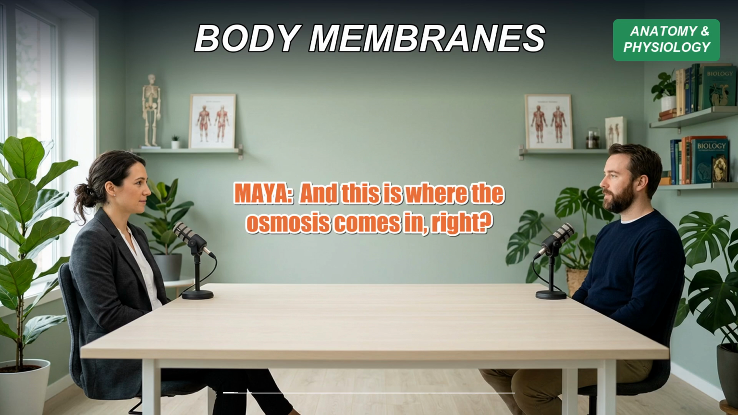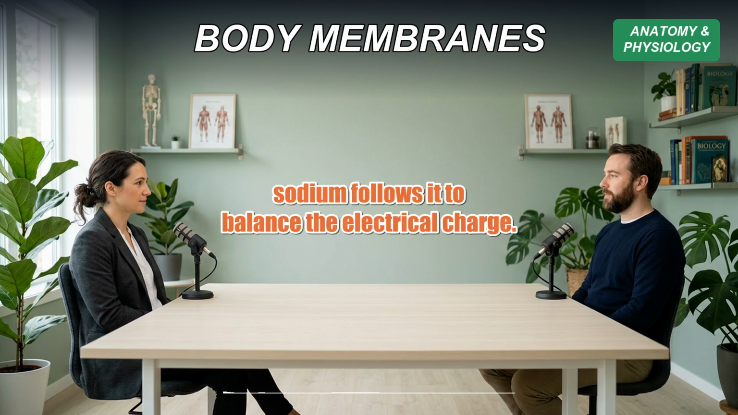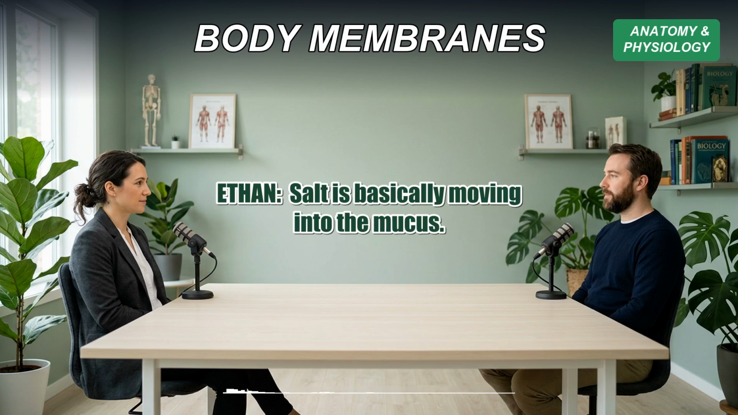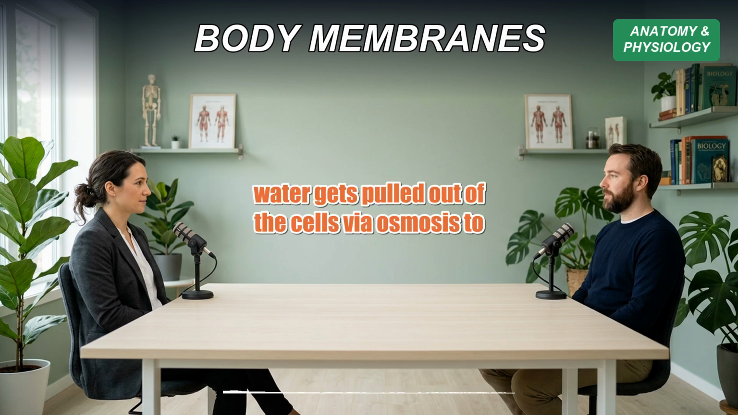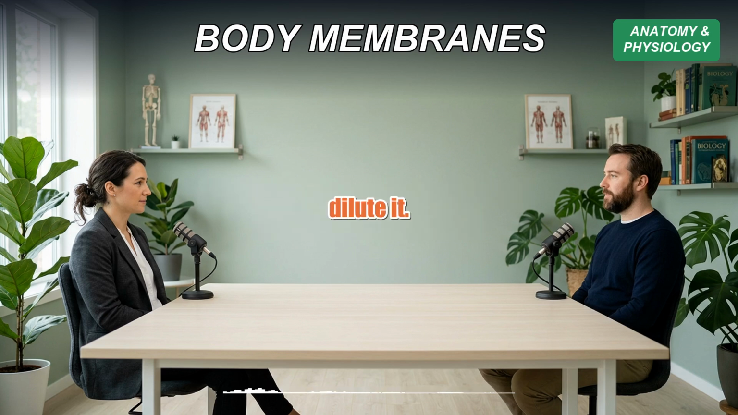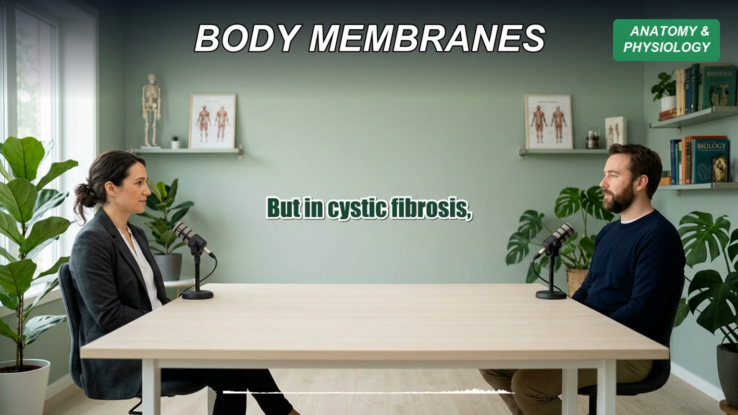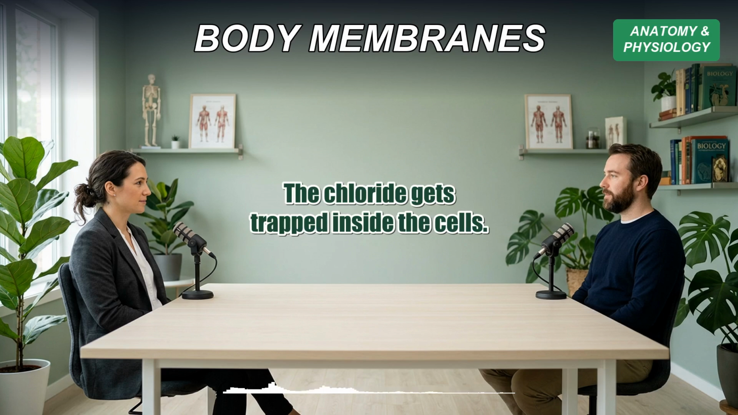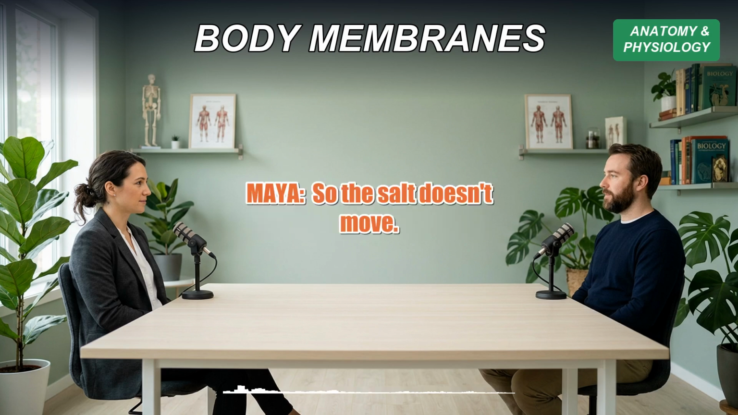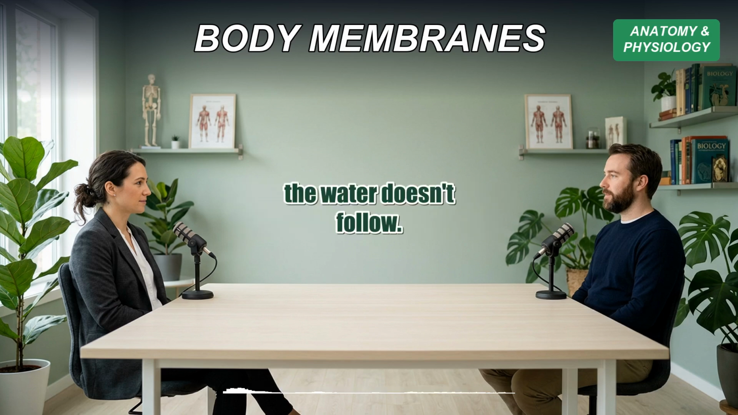And this is where the osmosis comes in, right? Because biology is all about gradients. Usually when chloride ions get pumped out into the mucus, sodium follows it to balance the electrical charge. Exactly. Salt is basically moving into the mucus. And because you suddenly have all this salt in the mucus, water gets pulled out of the cells via osmosis to dilute it. And that water is what keeps the mucus thin and slippery. You nailed it. But in cystic fibrosis, that chloride channel is mutated. The chloride gets trapped inside the cells. So the salt doesn't move. Right. And because the ions can't move into the mucus, the water doesn't follow.